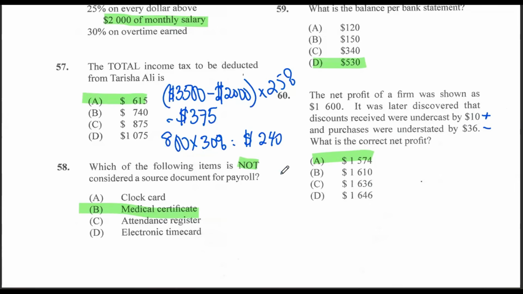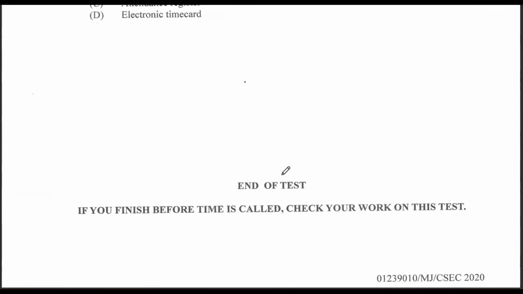A is our answer. And guys, this brings us to the end of our examination. This brings us to the end of May June 2020 POA Paper 1.